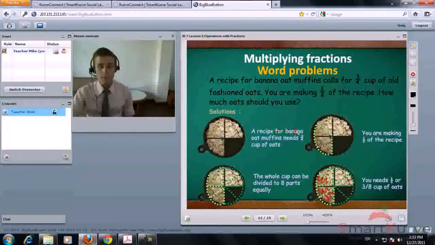Right here. Recipe for banana oat calls for 3/4 of a cup. Here's 3/4 of a cup. You are making half of the recipe. You only want half. The whole cup can be divided into 8 parts equally. You need half, or 3/8 of a cup. There's some pictures.